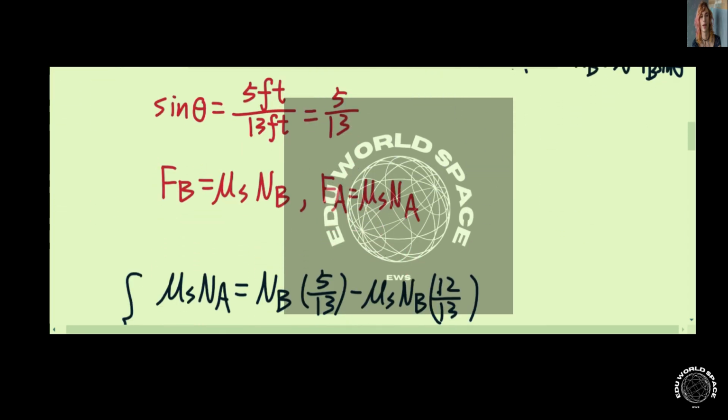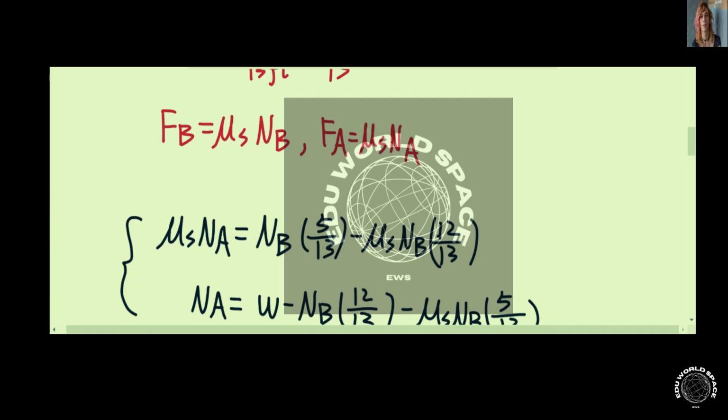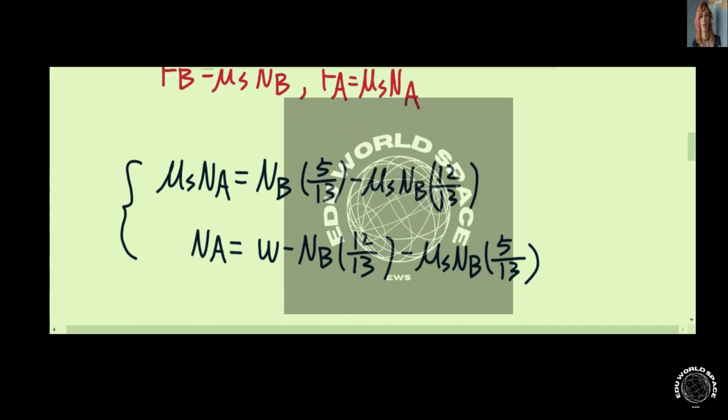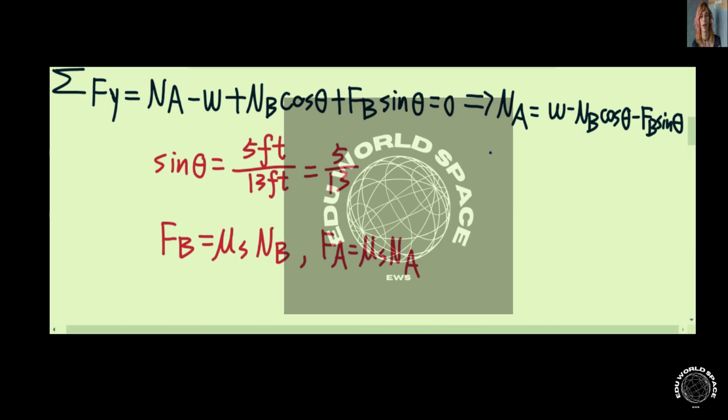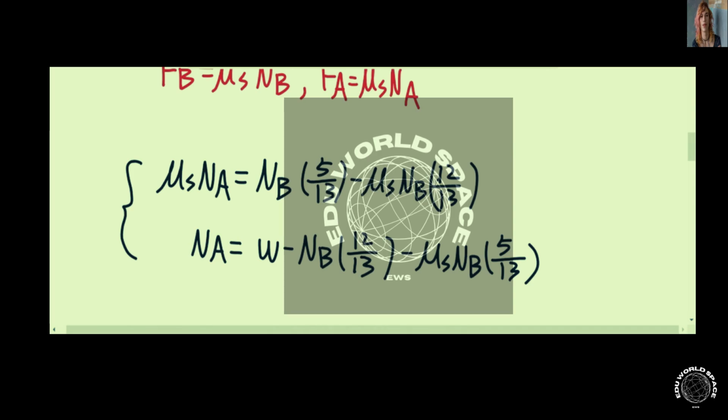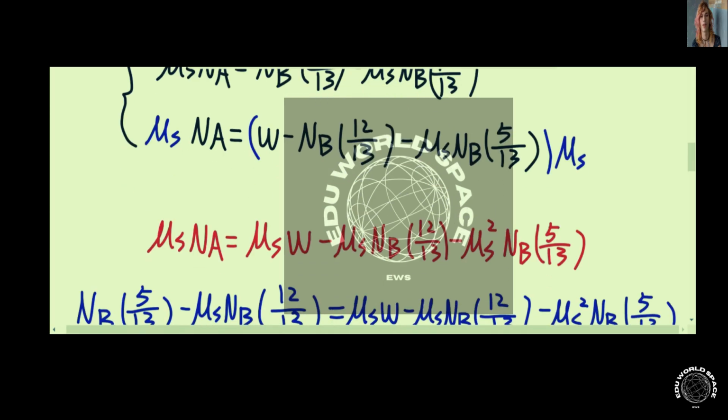And then we'll have Na equal to W minus Nb times 12 over 13 minus mu s Nb times 5 over 13, based on the equation here. So now we can multiply by mu s on both sides. And this will give us mu s Na equal to mu s W minus mu s Nb times 12 over 13 minus mu s squared times Nb times 5 over 13.